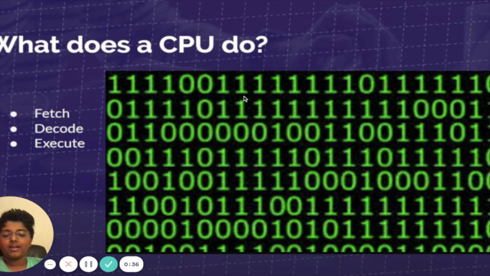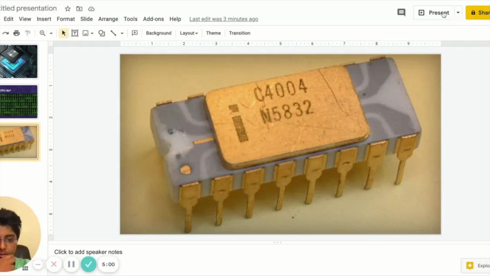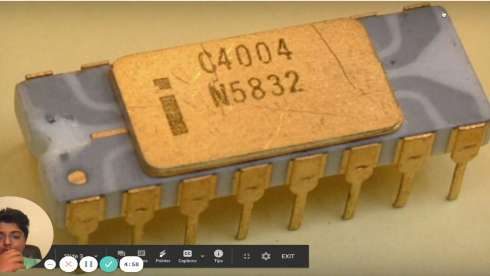Basically it takes millions and trillions of these ones and zeros, decodes them, and then executes them. So yes, that's what a CPU does. So yes, this is the origin.